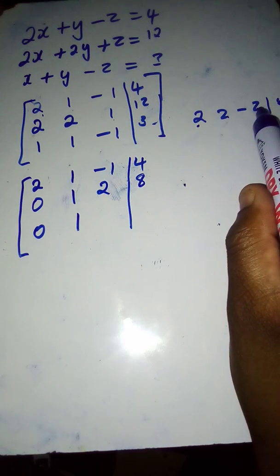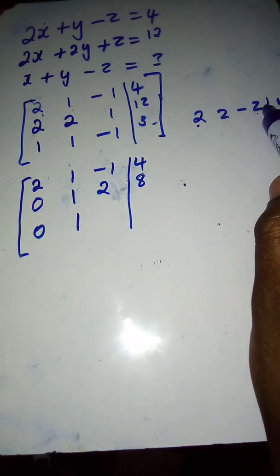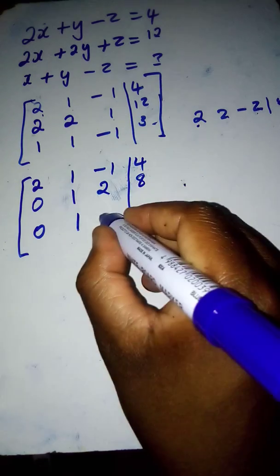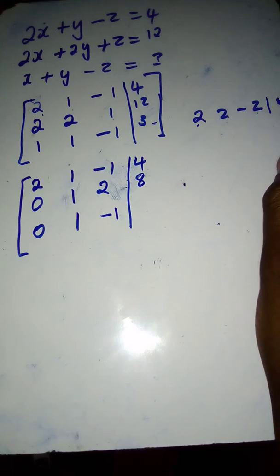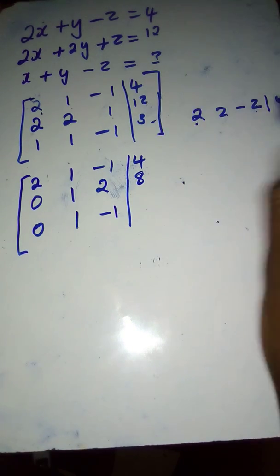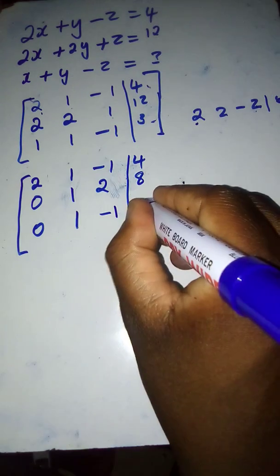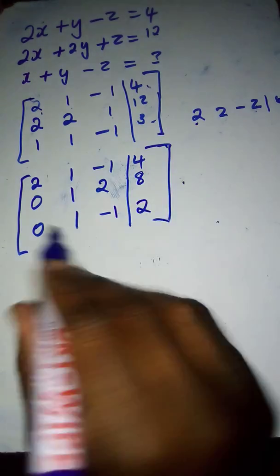This one, minus 2 minus 1, we're going to get minus 2 plus 1, which is minus 1. Then after that, we're going to say 6 minus 4. This 6 minus 4, we're going to get 2. Yeah, we're going to get 2. So now we have these values.